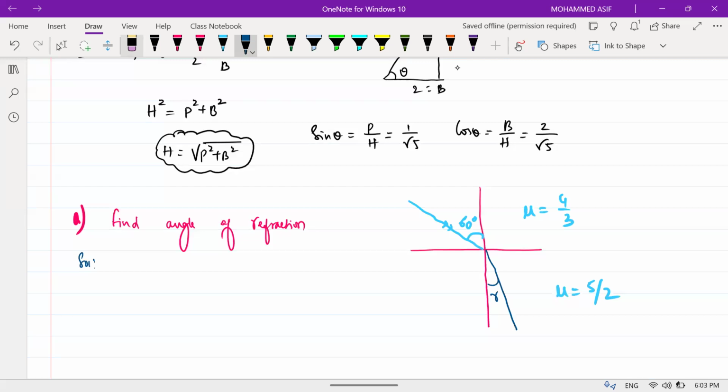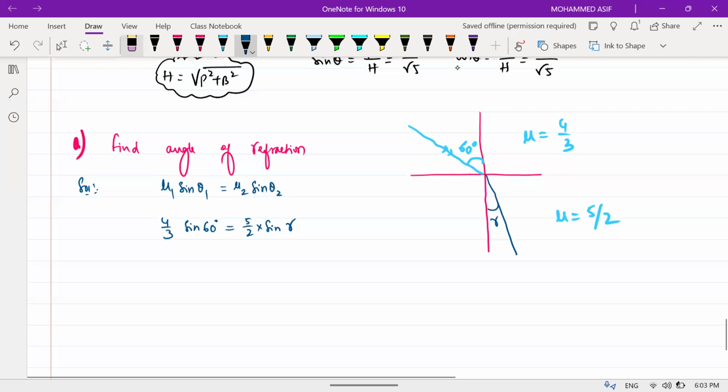So apply Snell's law. Mu1 into sine of theta 1 is equal to mu2 into sine of theta 2. Mu1 is how much for me? 4 by 3 into sine 60 degrees. Mu2 is 5 by 2 into sine theta 2, which is R. So from this one, I need to calculate the value of sine R. So sine R will be equal to 5 by 2 into, this value will be equal to how much, beta? 4 by 3.